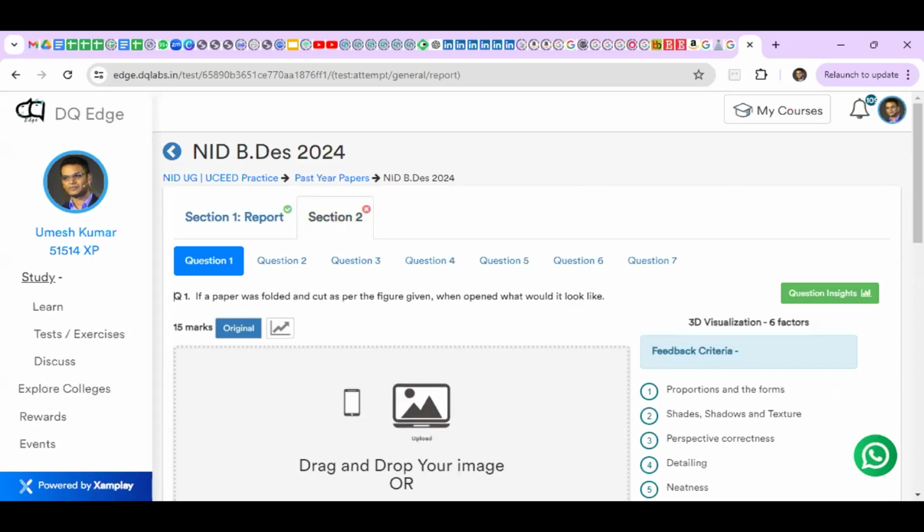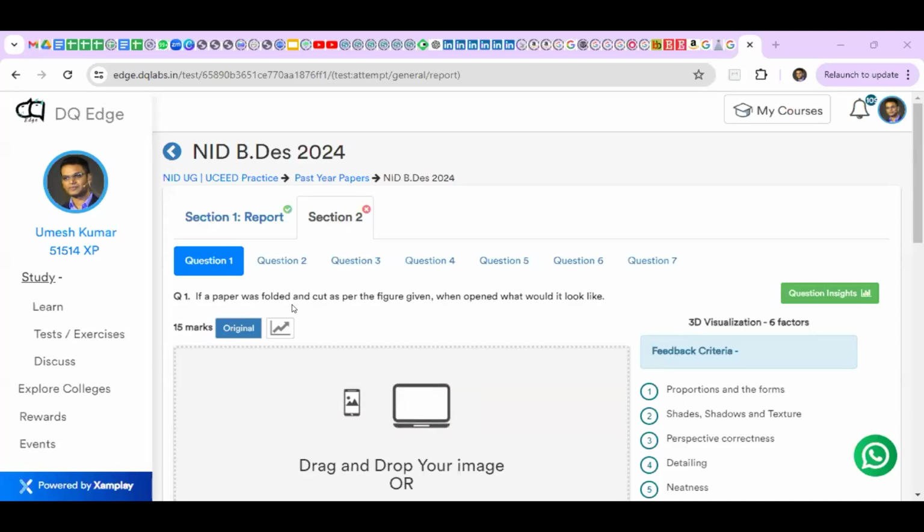So in 2024, there were 7 questions. In fact, when you are doing the papers, we will be helping you to devise a time strategy for these questions, on what basis, how much time you should be spending for each of these questions. We'll be discussing them later. But now, just to give you an understanding of what kind of questions you get in NID.